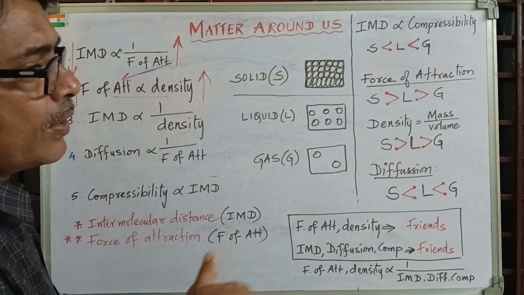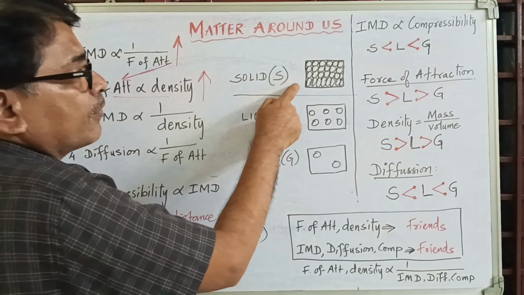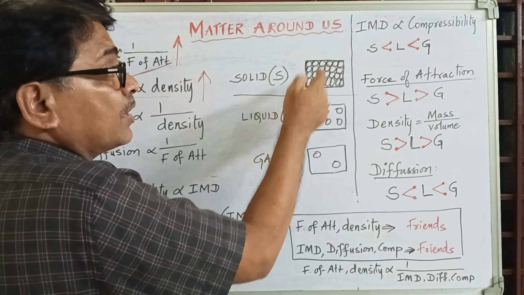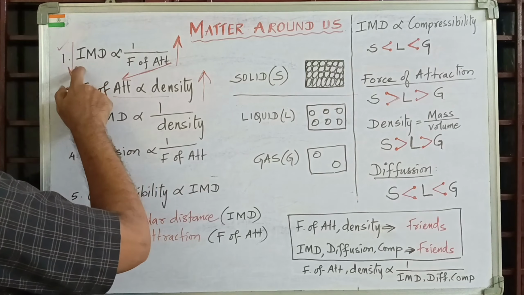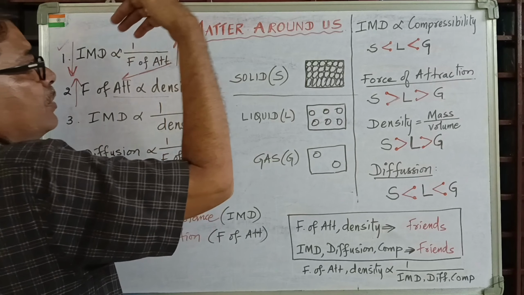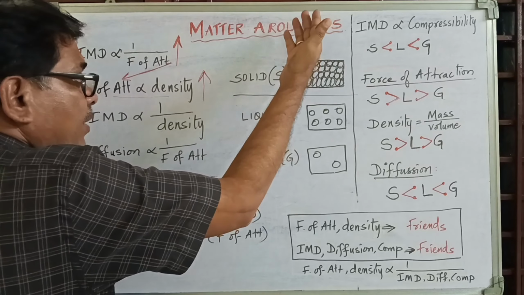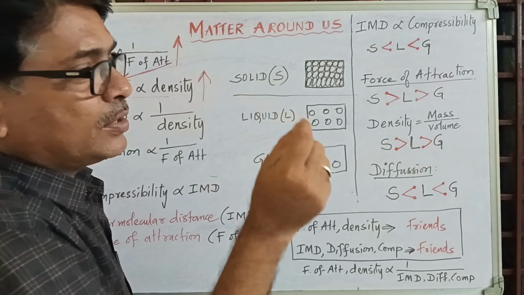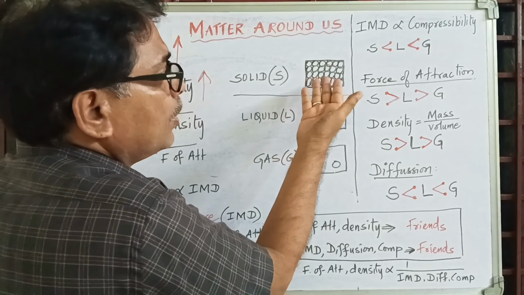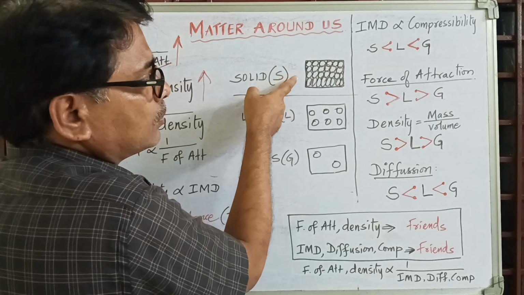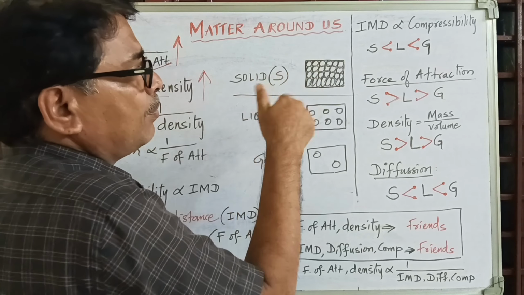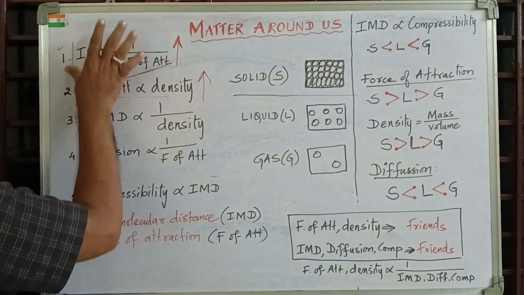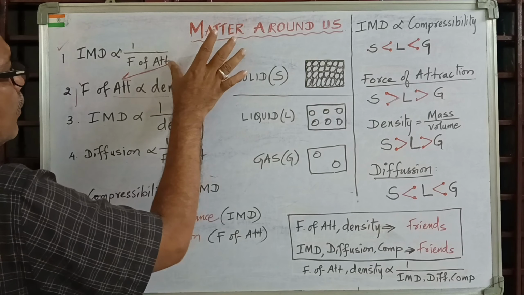Where do you find force of attraction more? You find force of attraction more in solid, because intermolecular distance here is less. So force of attraction is more, its density is also more. See, if you consider each molecule as 1 kg, too many molecules here, that means automatically its density will be more. Now coming to this one, let me rub off all this in order to avoid confusion.